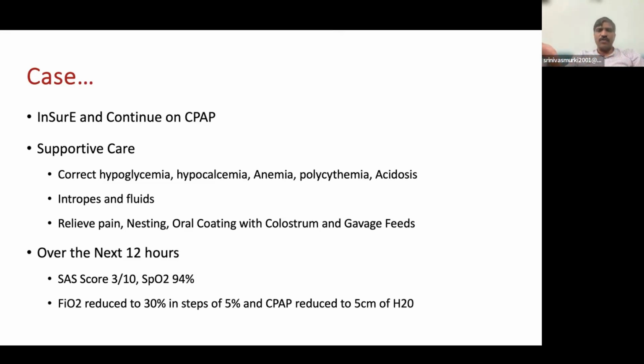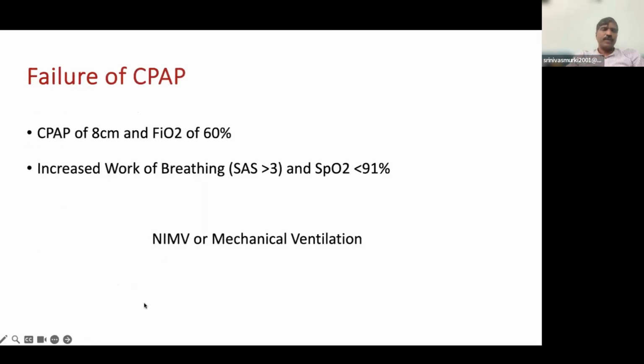If the baby is more than 1 kg or less than 1 kg, we can either continue CPAP for some more time till the baby is apnea free, or we can give a trial of room air, and if the baby is not tolerating room air, we can switch back to CPAP.